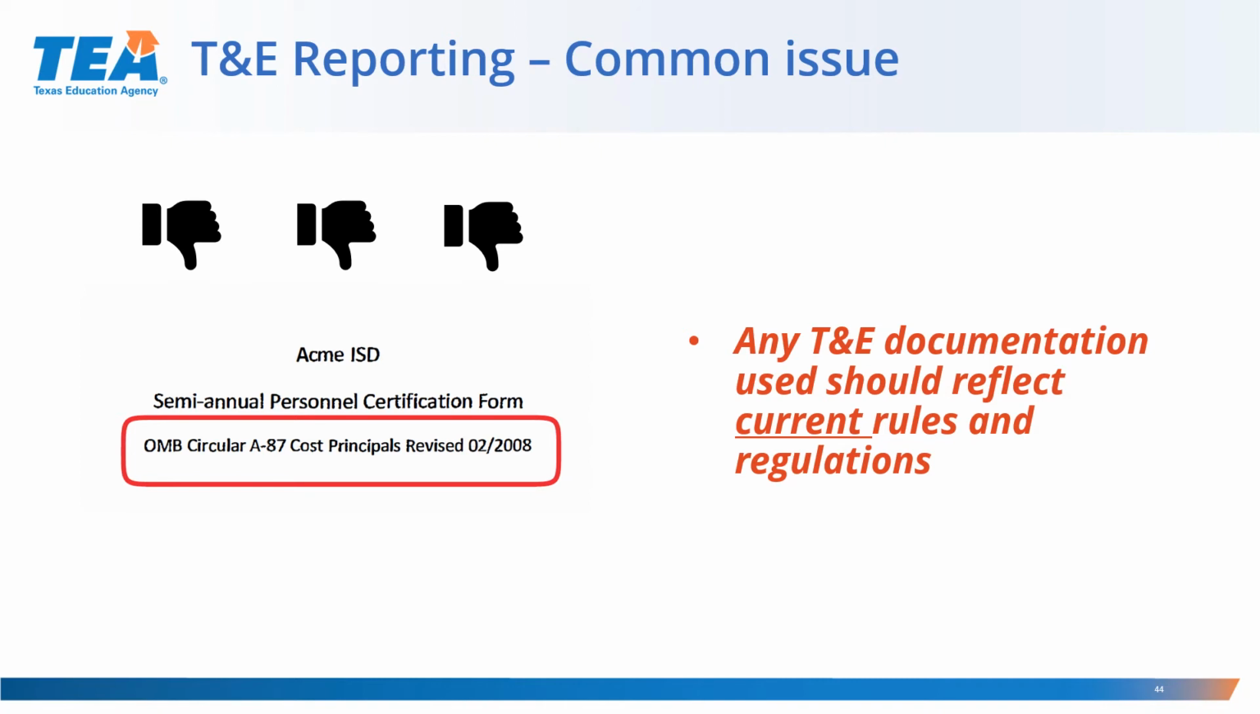One final issue that I wanted to bring up is time and effort documentation that includes references to old rules and regulations. So here, the time and effort referred to OMB 887, which we all know is now 2 CFR 200. So if you're going to have a set time and effort certification form, please make sure that it reflects the current rules and regulations.